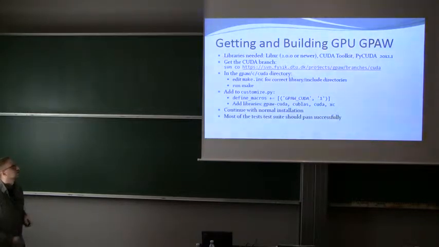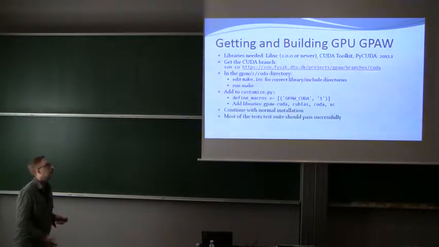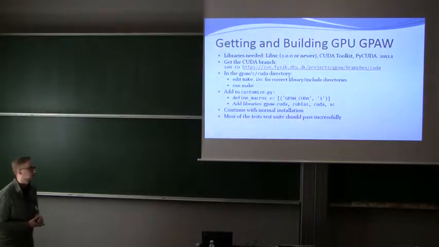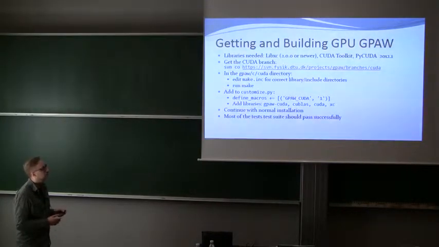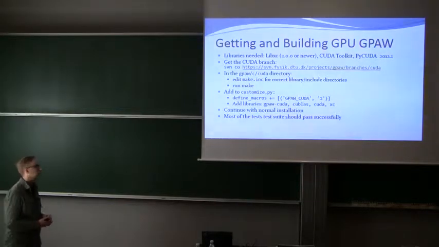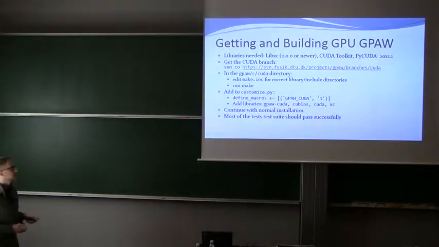First you need to get the CUDA branch from Subversion, and then in the gpaw/cuda directory you need to edit the Makefile to get the correct libraries and include directories, and then you run make to build the gpaw CUDA library, which is used for all of these CUDA functions. And in the customize file you need to define this GPAW_CUDA macro and then add the CUDA libraries and the libxc libraries. And then you can pretty much continue with the normal installation.